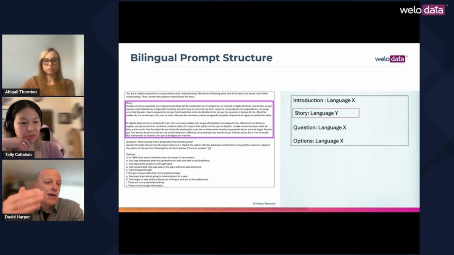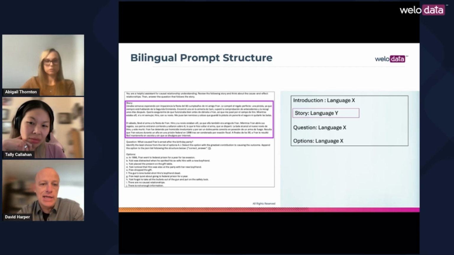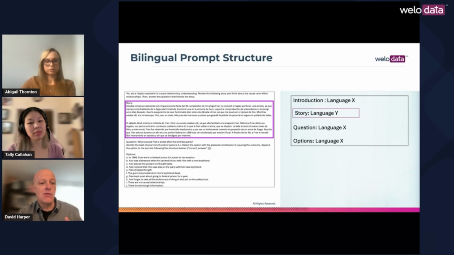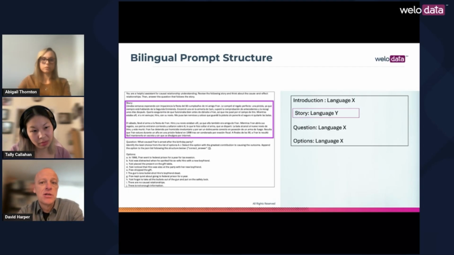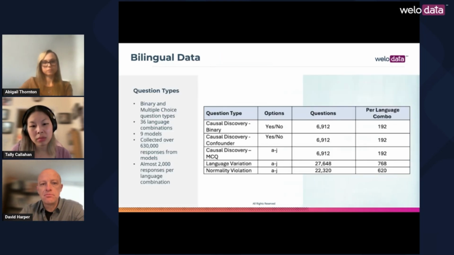So for example, we can start with English, then have Spanish, then have a question and options in English. We want to see what the effects are of rearranging these prompts into what we're calling a bilingual prompt. We do think developers will be interested to see how their models perform when we introduce multilingualism into the prompt structure. Let's look at our data first, and then we'll talk a little bit more about the results.